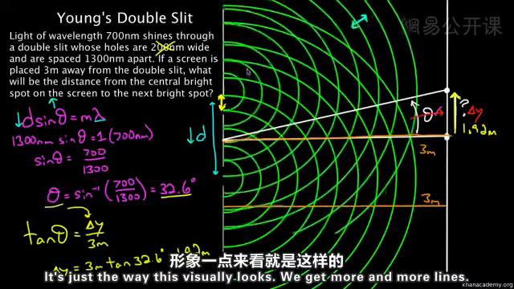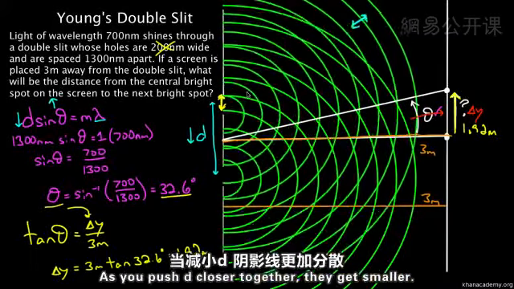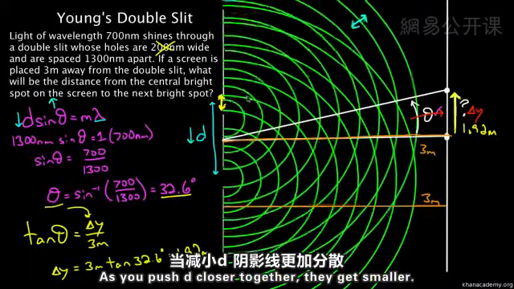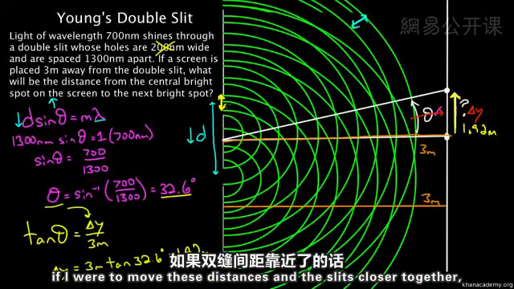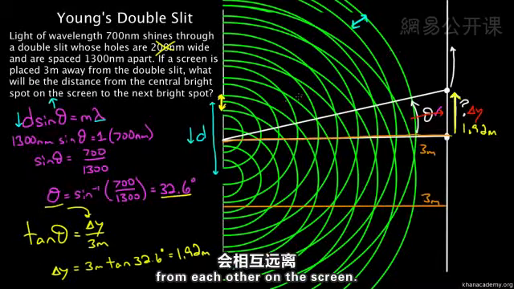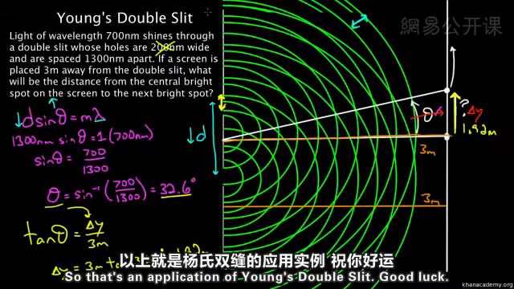You get more and more lines this way. They get scrunched together, and as you push d closer together, as d gets smaller, they spread apart. These bright spots spread apart. So in other words, if I were to move these slits closer together, you would see these bright spots get farther and farther away from each other on the screen. So that's an application of Young's double slit.